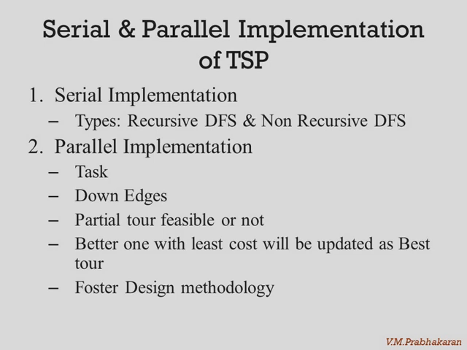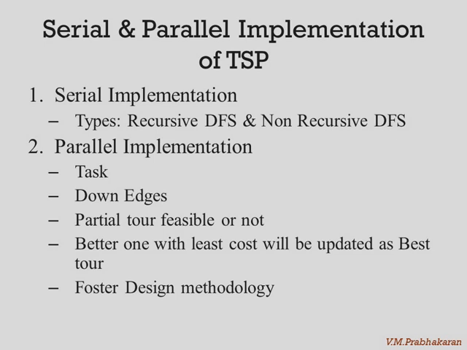Now let's enter into the parallel implementation. So what actually is parallel implementation in TSP and how is it used there? Okay, so task: each tree node can be specified as a task. Every tree node can be specified as a task. Now that particular task will communicate with the down edges over there, and check whether the partial tour is feasible or not. So each task should ensure whether the partial tour is feasible or not.